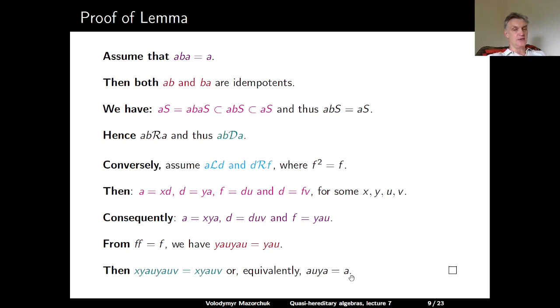So the right-hand side simplifies to A, and the left-hand side similarly simplifies to A times UyA. And this means exactly that A is a regular element. This completes the proof of the lemma.